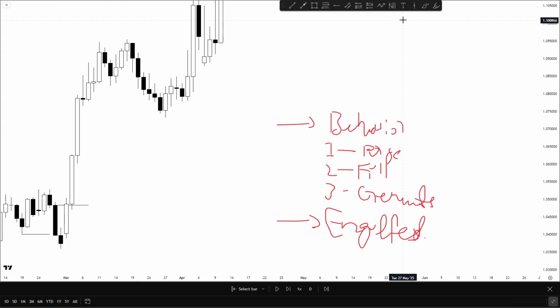The next example we have is right here. You can see that this candle filled liquidity by testing this fair value gap, or filling this fair value gap.